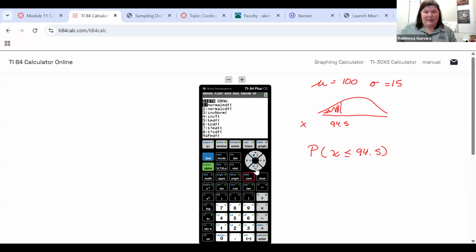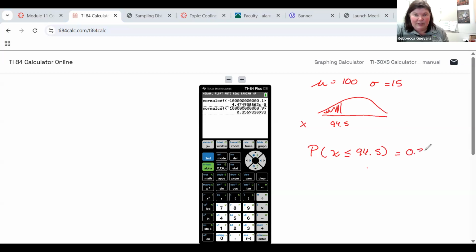So, second stat. So we have that negative whatever number. Like I said, we're going forever in this direction, and then it gets bound at the top by 94.5 because that's the IQ. The mean IQ of all people is 100, and the standard deviation is 15. So the probability here is 0.357.